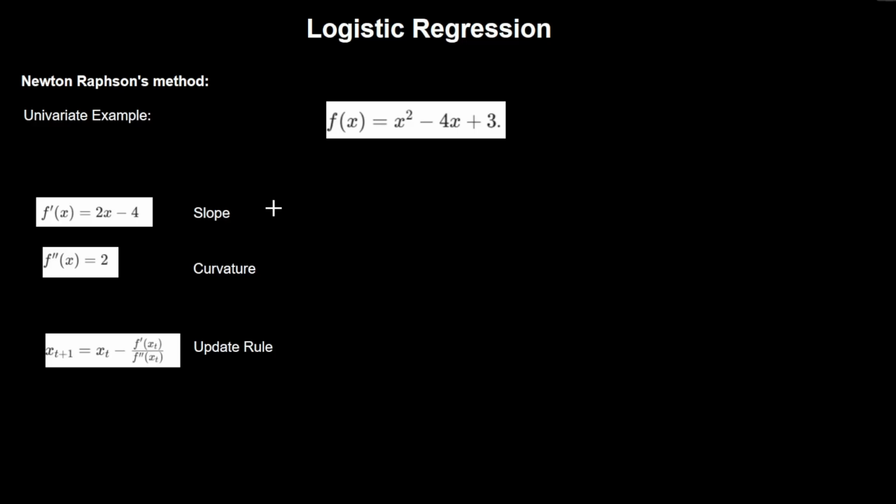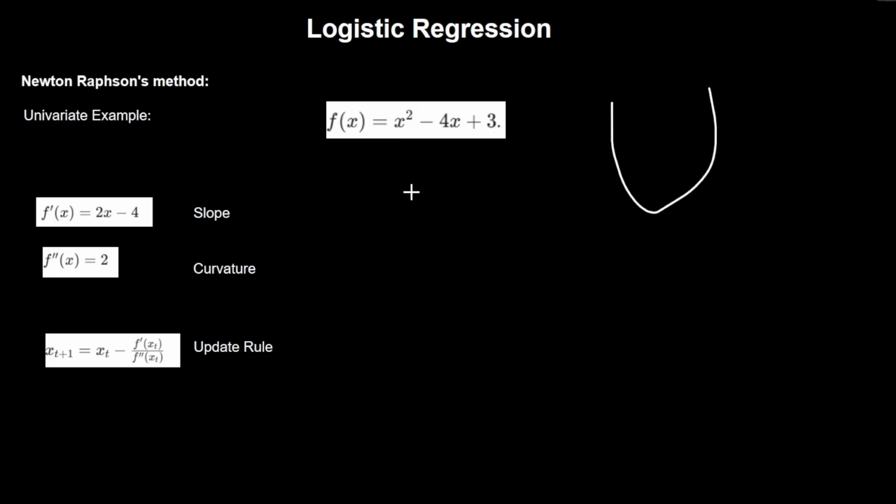Let's look at the numerical example of Newton-Raphson method. So first, let's talk about the numerical example of univariate. In this case, let's take an example of this function. This is an upward parabola because we have a square.